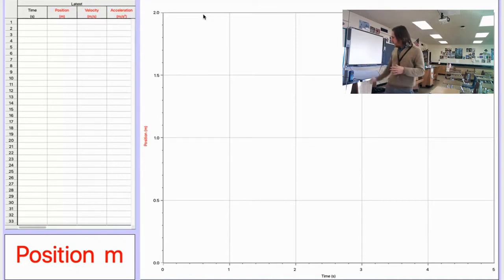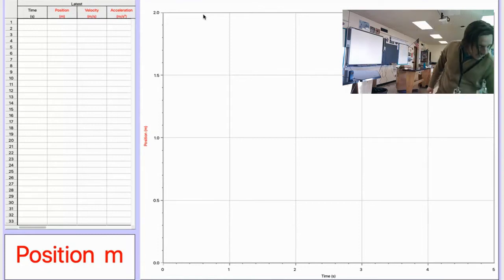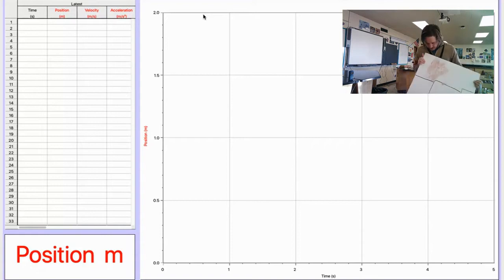So our setup here, we've got our motion detector. This will be recording my position over time, so it's going to be measuring my position in meters as time progresses. We've got me, the volunteer that's going to be moving back and forth. I have my whiteboard here, which is kind of a messy whiteboard that allows the motion detector to see me a little bit better.